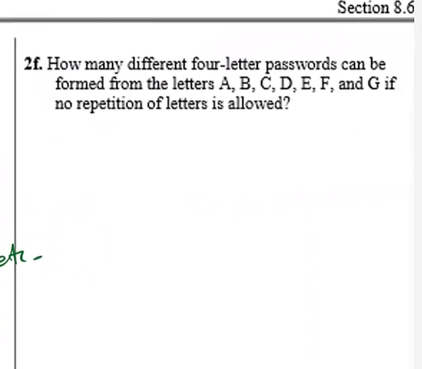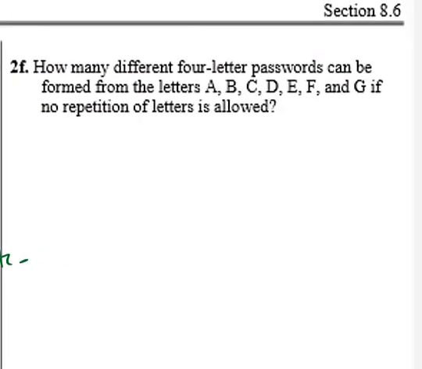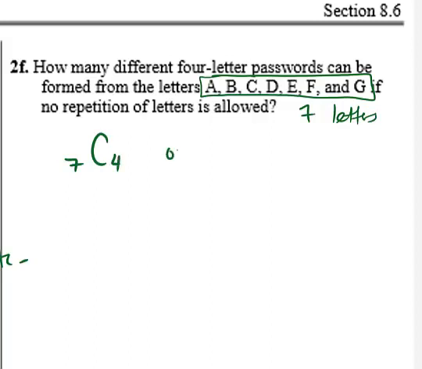Okay, let's try this next one. How many different 4-letter passwords can be formed from the letters A, B, C, D, E, F, G? Okay, how many letters are there here? 1, 2, 3, 4, 5, 6, 7. That's 7 letters. So I'm choosing 4 out of 7. So it's either going to be combinations of 4 out of 7 or permutations of 4 out of 7. I just have to determine whether order matters.